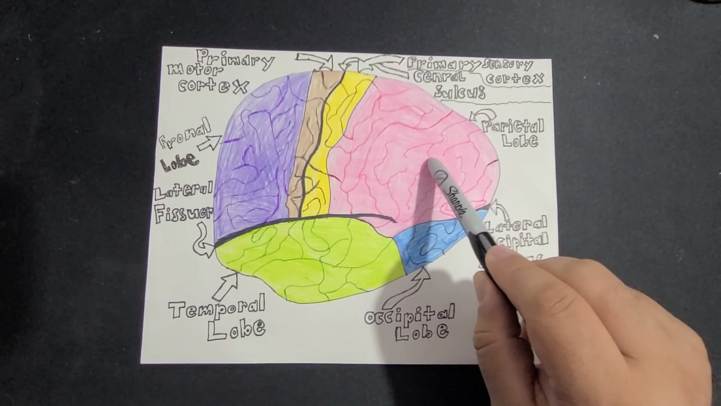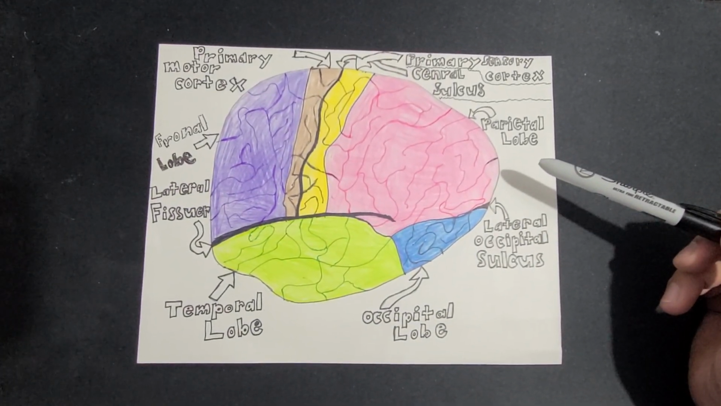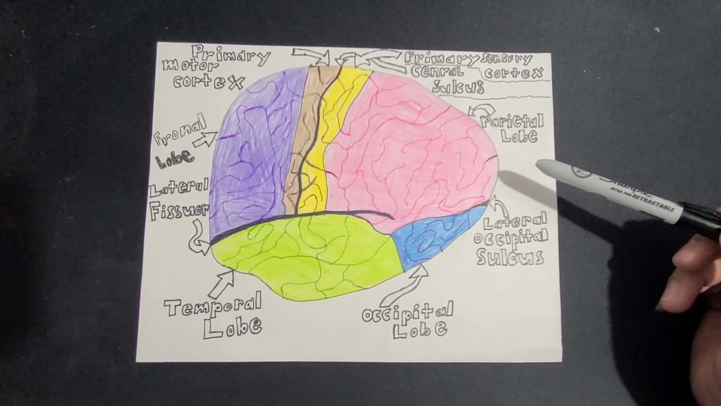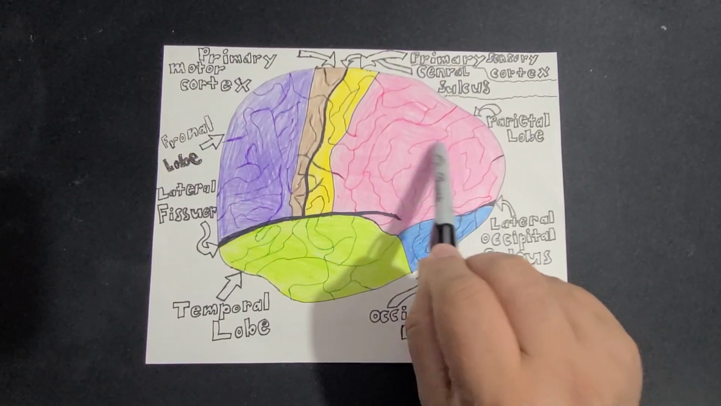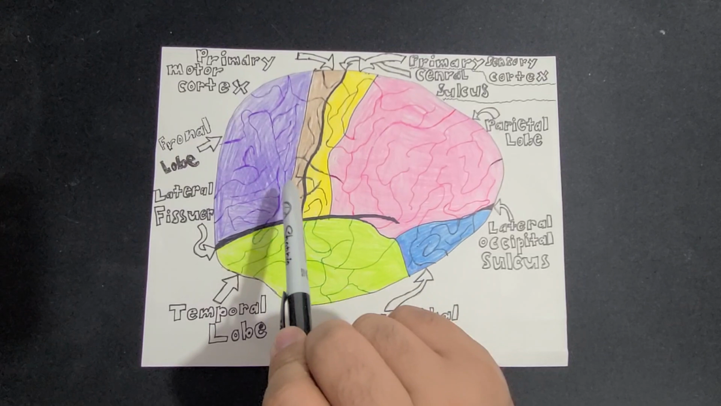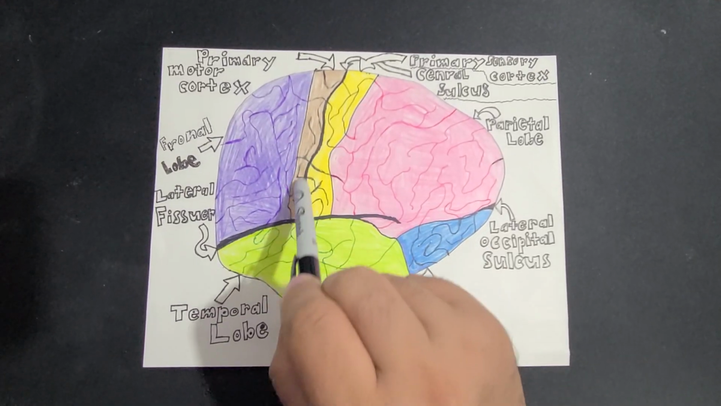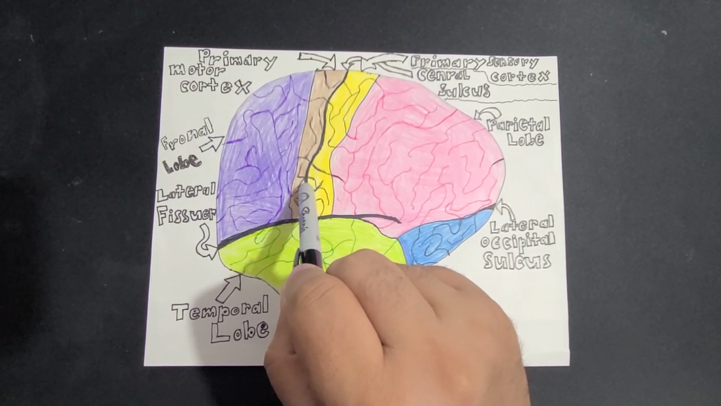The parietal lobe processes our touch, taste, and temperature just generally in our body. Now, in between the parietal lobe and the frontal lobe are a couple of structures. Starting up at the front behind the frontal lobe in this brown area, it's called the primary motor cortex.